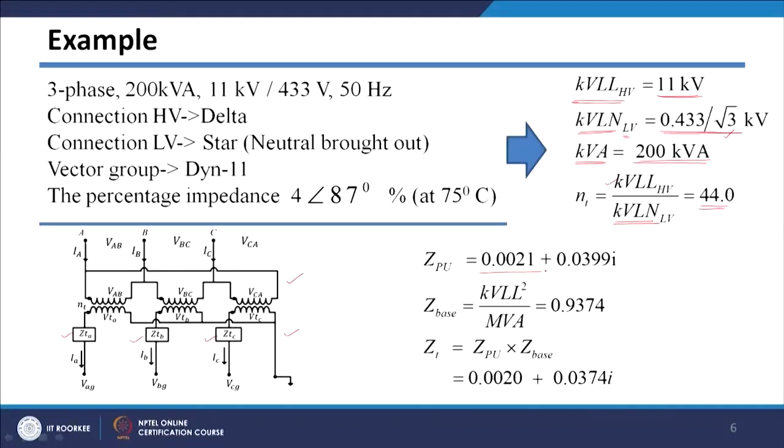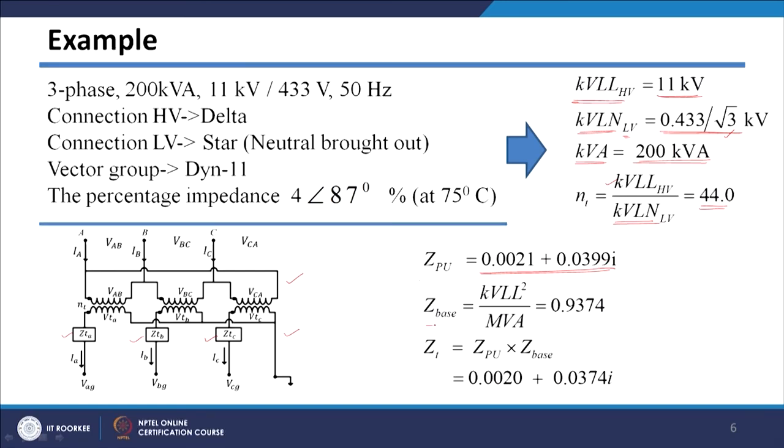So, it is a full 3-phase transformer. In that case we can assume that the leakage impedances are the same, and those can be calculated using the percentage impedance which is given. The percentage impedance is basically 4 angle 87 degrees, and if you convert it into complex number form, it will be 0.0021 plus 0.0399 j, a complex number.